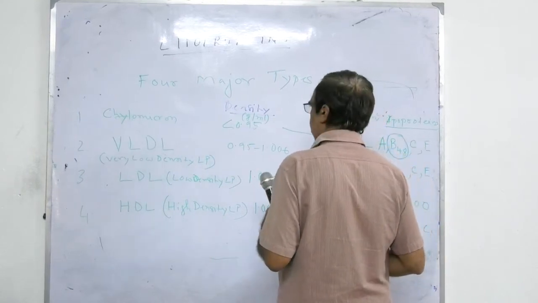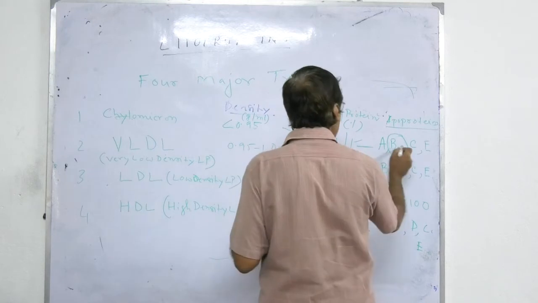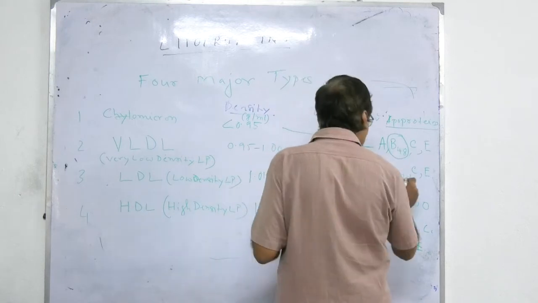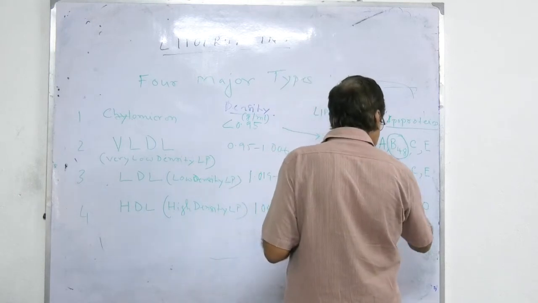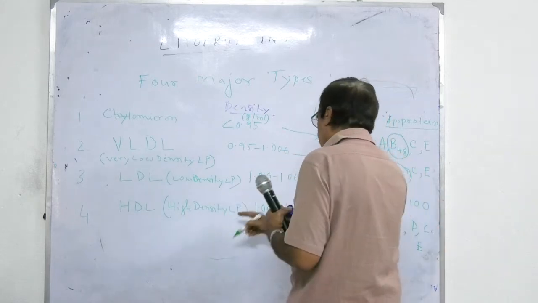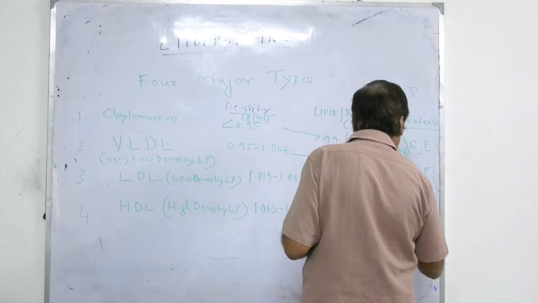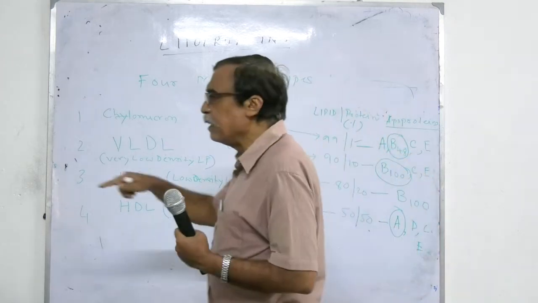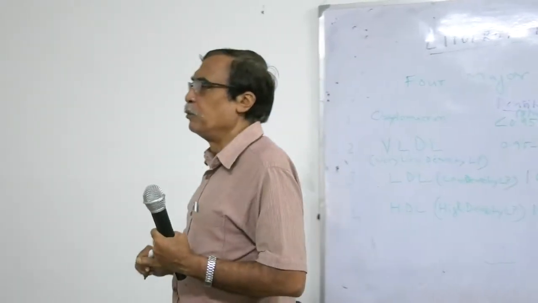In case of chylomicron, the major is B48. In case of VLDL, the major is B100. In case of LDL, only B100 is major. In case of HDL, the major is A. In circulating lipoproteins, that is the major.